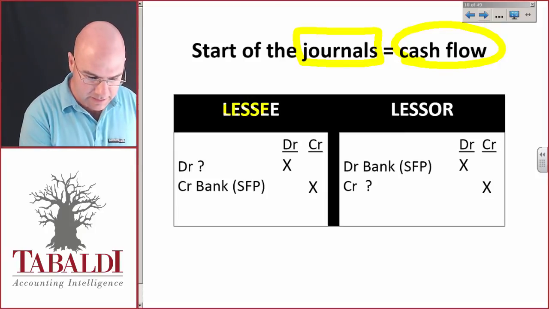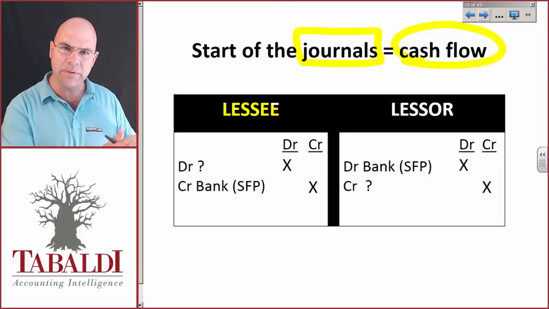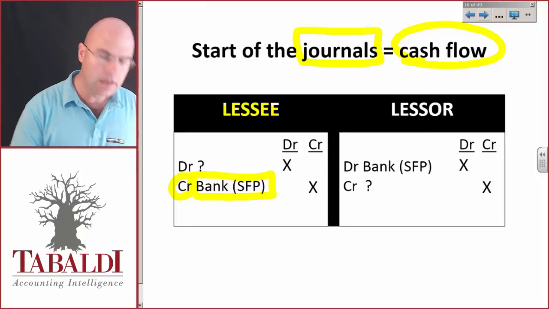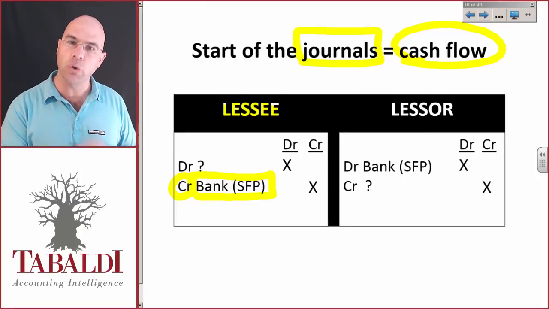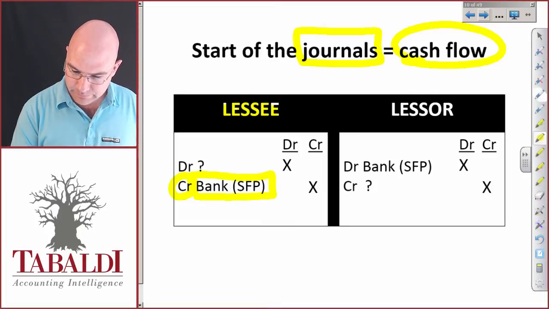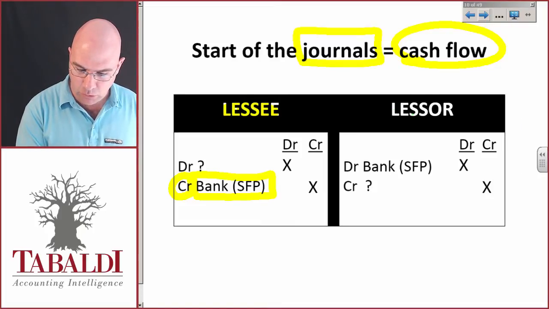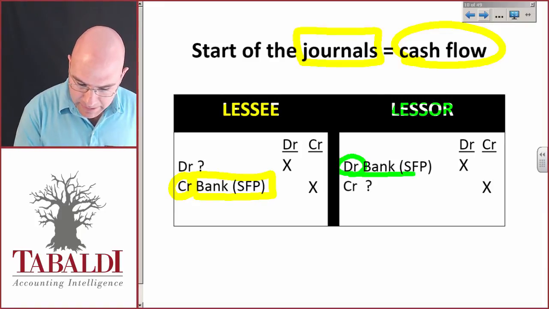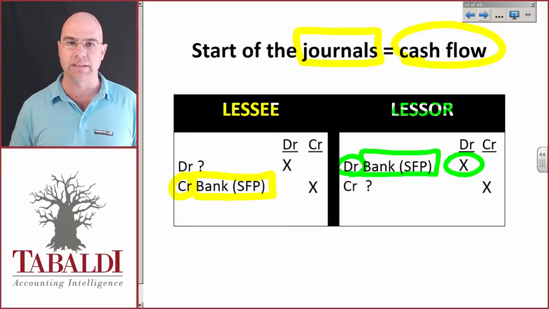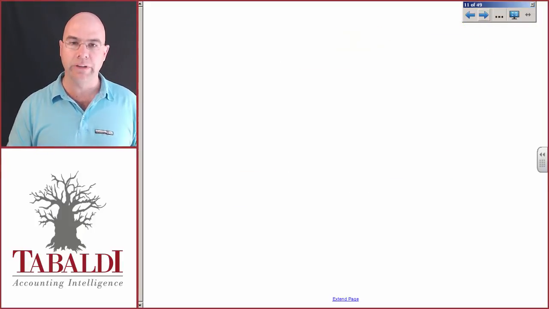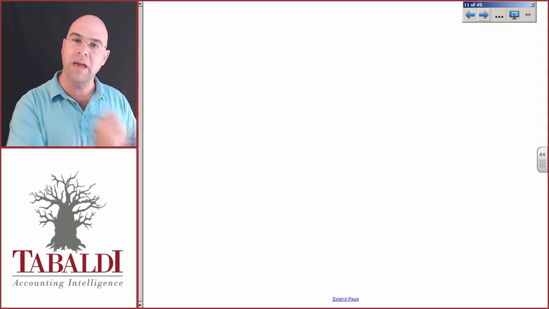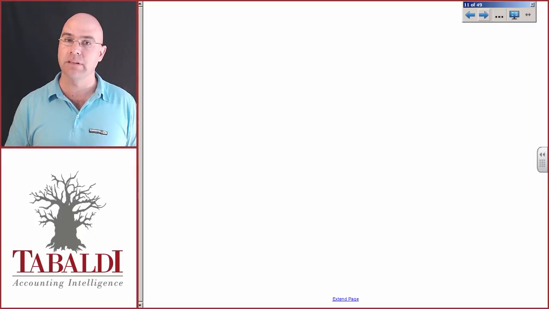So the lessee in his books, well, don't worry about the debit now, but identify the credit. He is making a payment, so we credit bank because the bank account's going down. On the other side, we have the lessor who is receiving money. If we receive cash, we debit bank. Don't worry about the other debit or credit yet. We're still going to get to that. Moving on, make sure you understand lessee versus lessor, who is making the payment, who is receiving the payment.